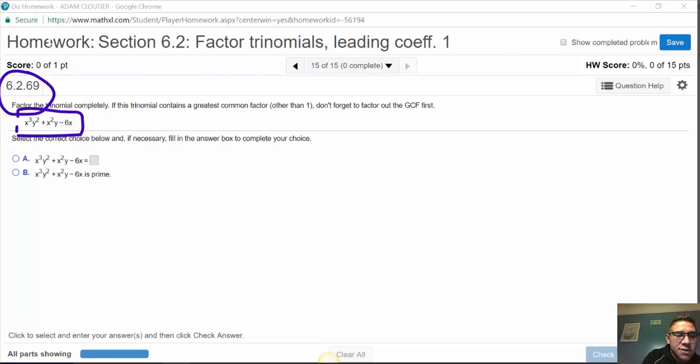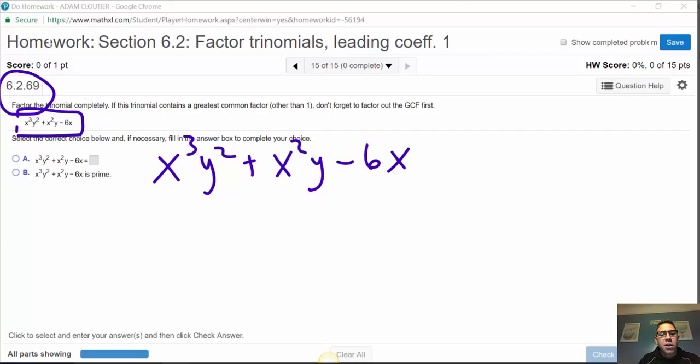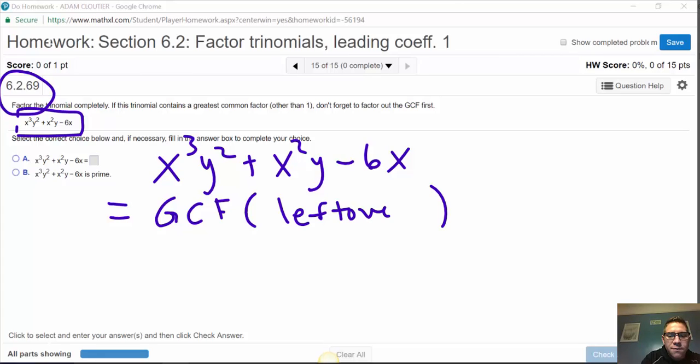So the question gives us the polynomial x cubed y squared plus x squared y minus 6x. And again, factor completely. The first step we have to do is see if we have a GCF, a greatest common factor. And if we do, we need to factor it out and figure out what those leftovers are. And if we have leftovers, we have to then see if we can factor those leftovers any further.